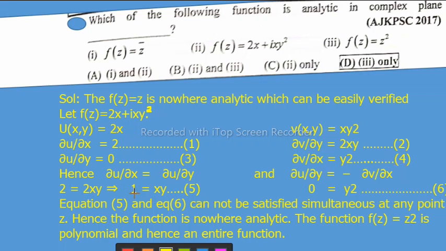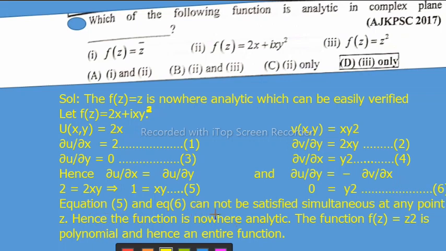Hence partial u over partial x is equal to partial v over partial y, so 2 is equal to xy, that is equation number 5. Next, partial u over partial y is equal to minus partial v over partial x, so partial u over partial y is equal to 0, so equal to minus partial v over partial x is equal to y square, so y square is equal to 0, that is equation number 6.